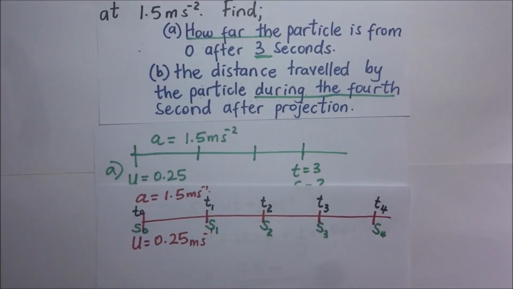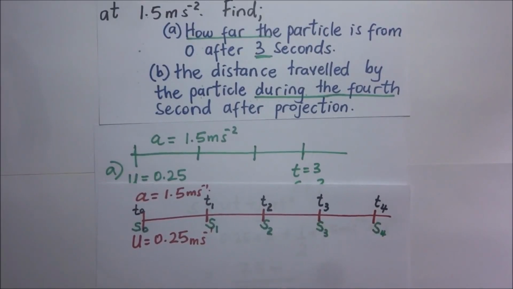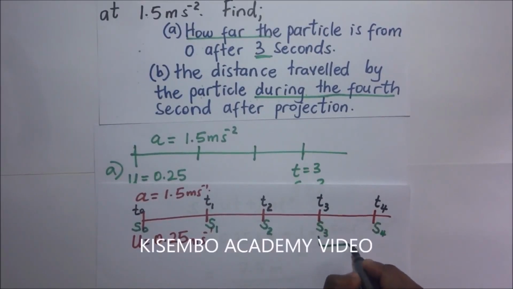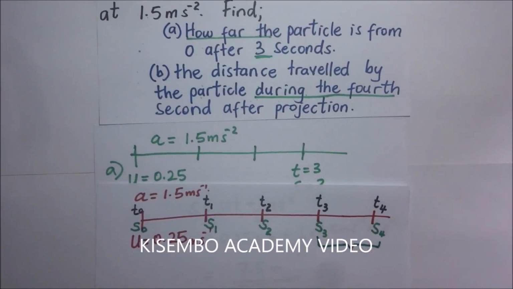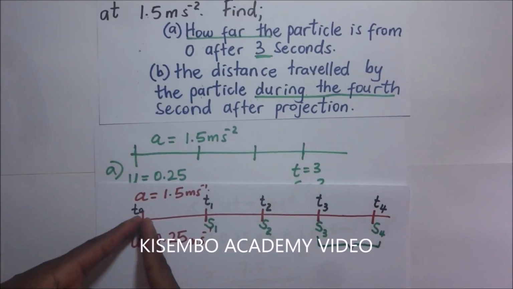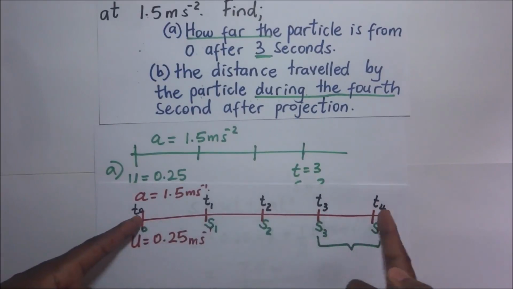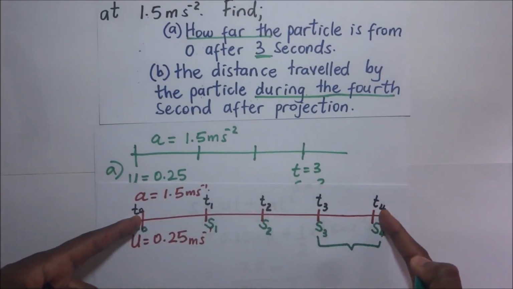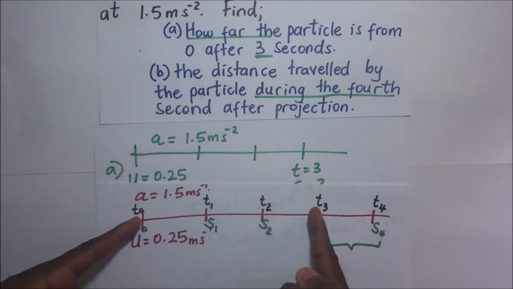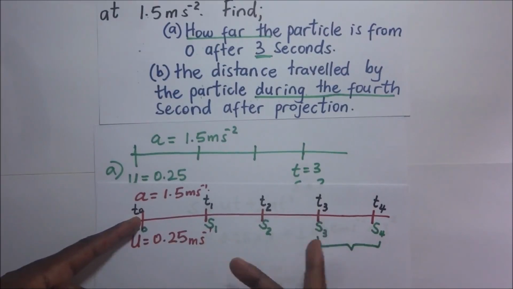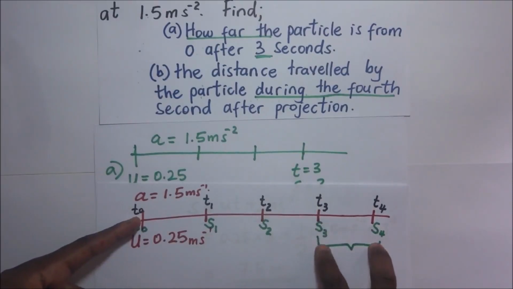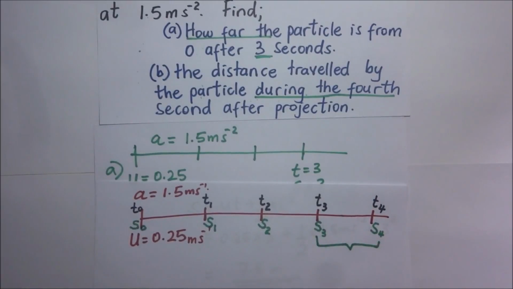So it means that for us to find the distance covered during the 4th second, which is running from this point to that point, we can get the whole distance covered from the beginning. We can get the whole distance covered after 4 seconds. Then we get the distance covered after 3 seconds. Then when we subtract the 2, we're able to get the distance covered in the 4th second.